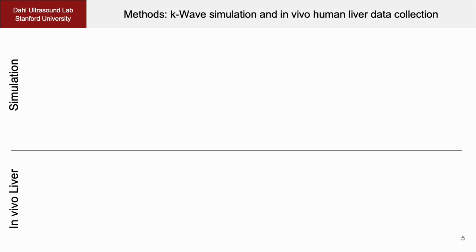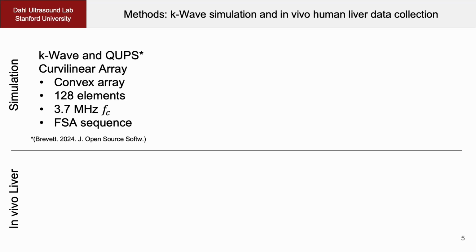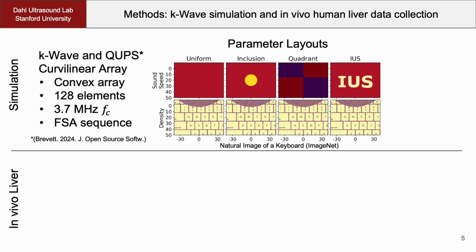We validated our aberration correction model on k-Wave simulation and in vivo human liver data. We utilized k-Wave in the quick ultrasound prototyping and simulation tool by Thurston Brevet to provide four simulation targets. We used a curvilinear convex array with the following specifications. The parameter layouts for our simulations involved a uniform, inclusion, quadrants, and IUS logo sound speed distribution shown on the top row. We chose a unique density map based on a natural image of a keyboard from the ImageNet collection to produce echogenicity variations in our simulation data. FSA and multistatic data was collected from k-Wave.